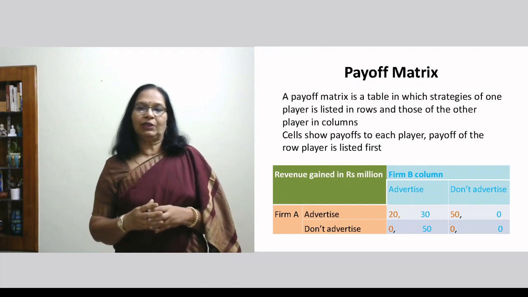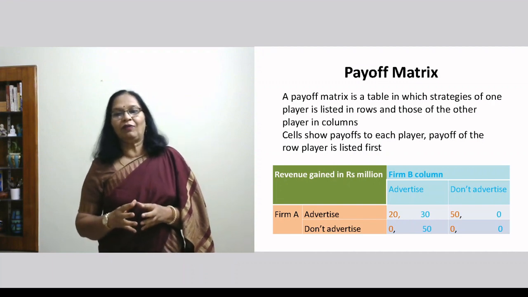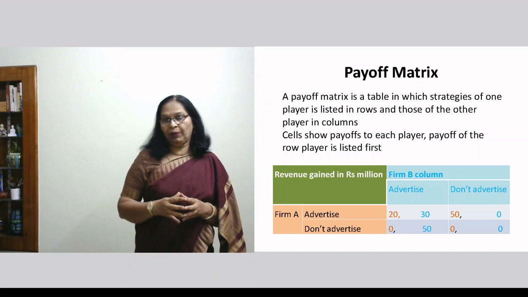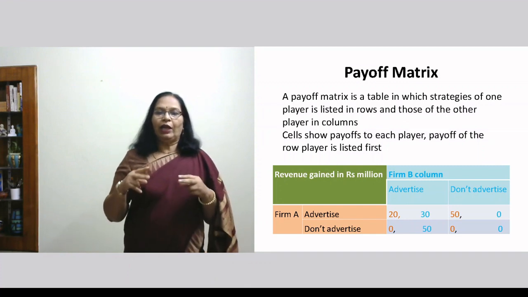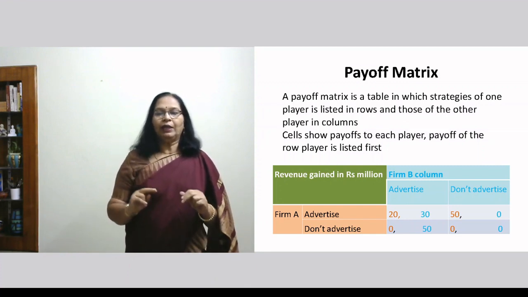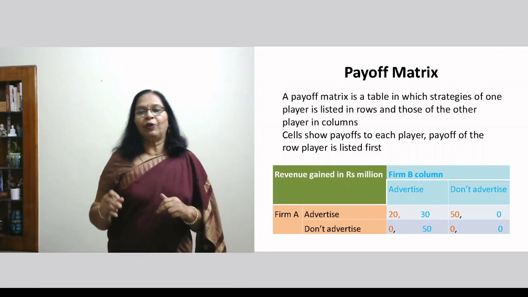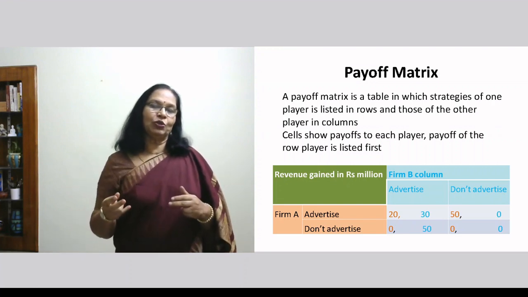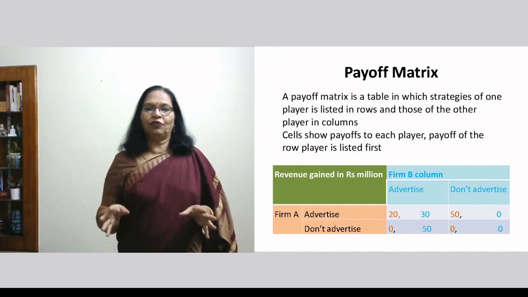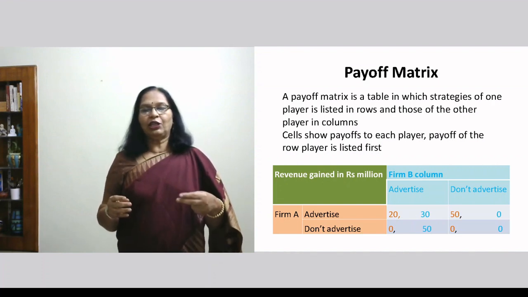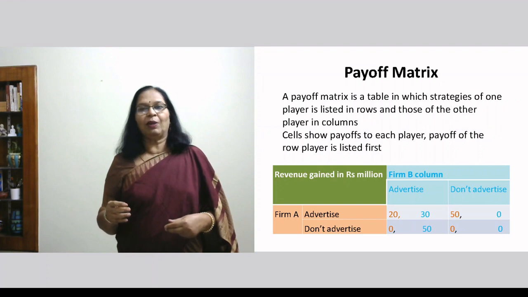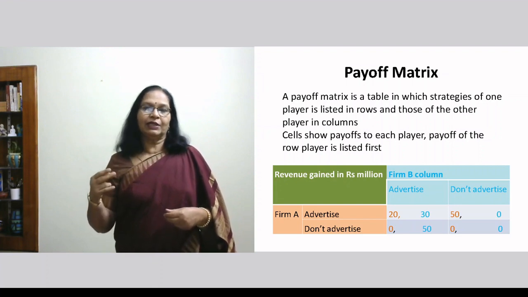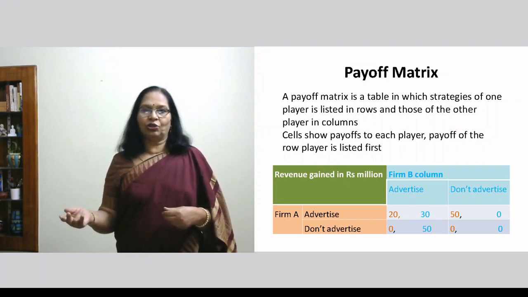So let us see now what happens. We are talking about the revenue gain in rupees million. There are two firms. Now if firm A decides to advertise, what will it get? And if firm B decides to advertise, what will it get? These are the four options. So decide to advertise, not advertise by firm A. Firm B, decide to advertise and not decide to advertise.